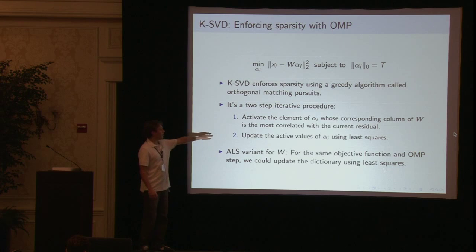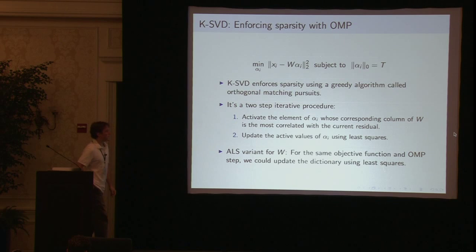We then update all of the active non-zero values in this sparse vector using least squares. So we pick out the submatrix of W that's turned on, we solve the weights for that submatrix using least squares, and then we take those weights and fill them into the sparse vector alpha i. And then keep doing that until we add 10 things, or T things, or until we get within a certain threshold of closeness to the signal we're trying to approximate or whatever.